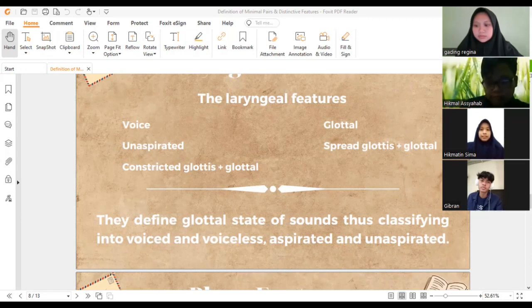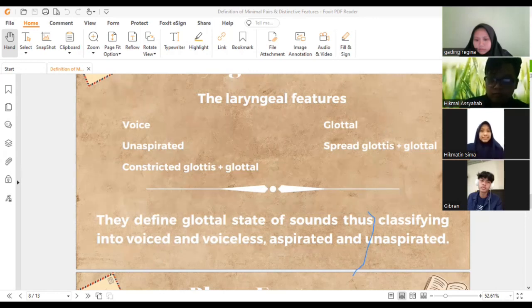For the third, height and non-height. Height sounds are produced by raising the body of the tongue above the level that it occupies in the neutral position, while non-height sounds are produced without such a raising of the tongue body. For example, E, U, K, and G are height.